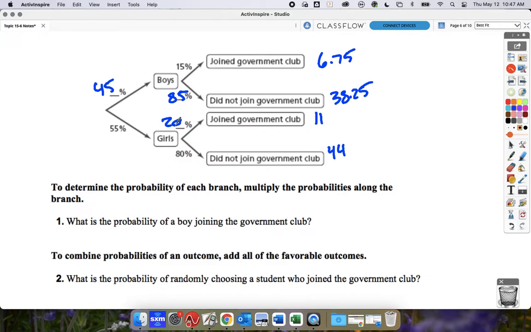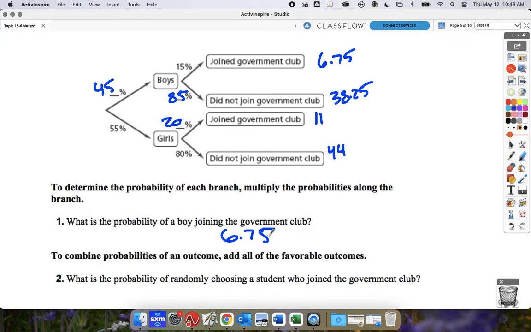So what is the probability of a boy joining the government club? 6.75%. One more time? 6.75. Yeah, this one right here. Is that okay? The probability that a boy joins the government club is 6.75%.